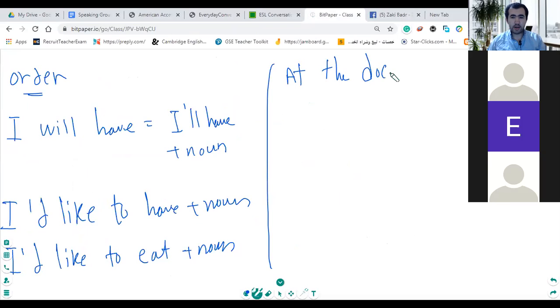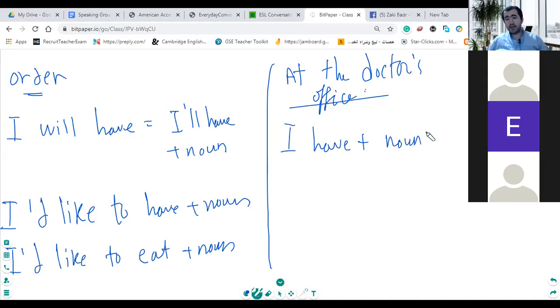So when you're at the doctor's office, you say, I have plus a noun. I have a headache, I have a cough, I have a sore throat, sore muscles, sore eyes. Okay.